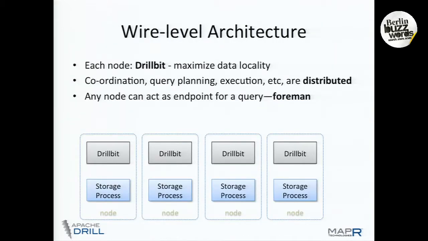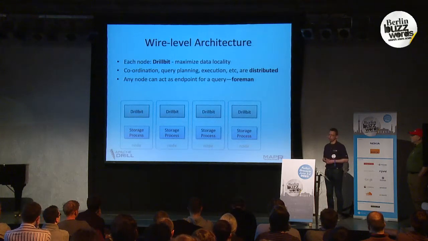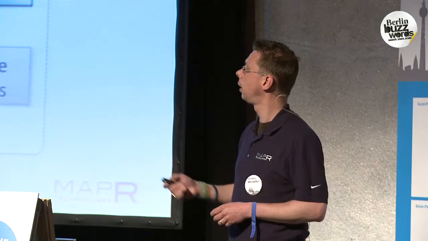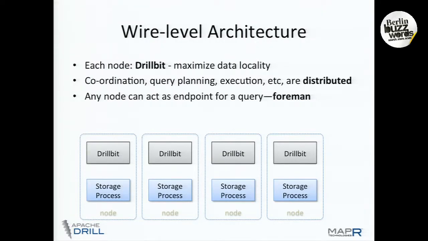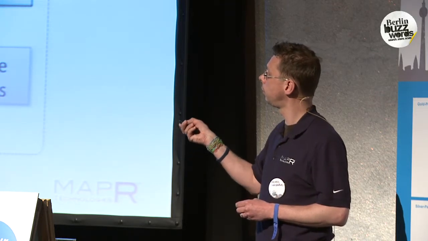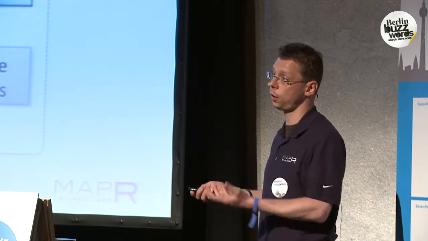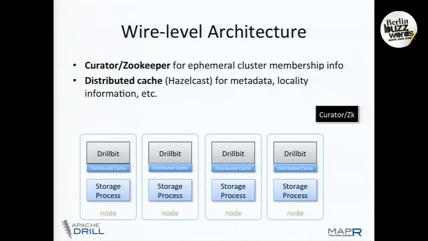Now, going a bit deeper into the wire level architecture. Imagine you have a 4-node cluster, and each of these nodes has a drill bit, that's the kind of process running there locally, and a storage process running, and the entire coordination, the query planning, and so on is actually done distributed, and how that is performed, we're going to talk about in a minute. And just to remember, each of these drill bits can act as a foreman, can take on a query and drive that entire query process.